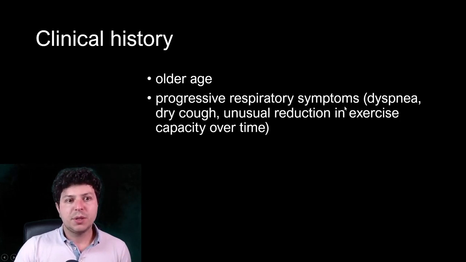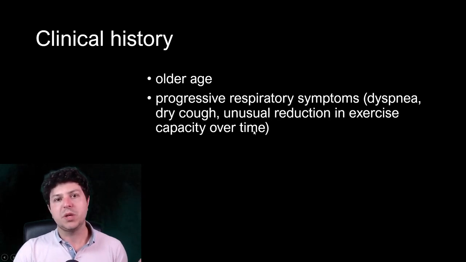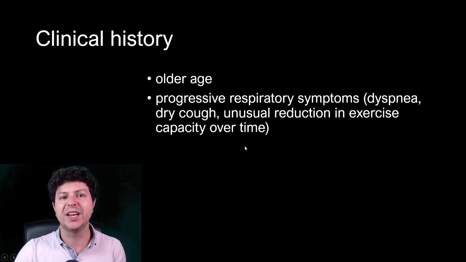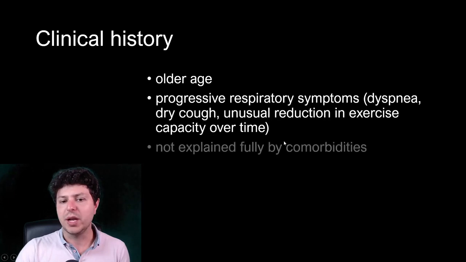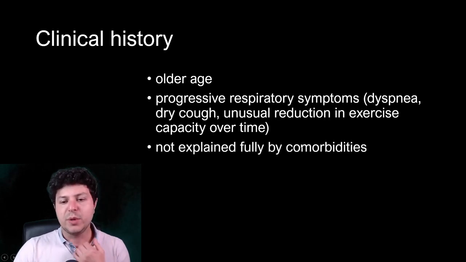Progressive respiratory symptoms, you might have that, right? When we discussed the dyspnea, the dry cough, unusual reduction in exercise capacity over time, recently, generally in the last, let's say, 2 years, the patient was absolutely fine. You don't have an explanation otherwise. They don't have heart failure. They don't have anything that could explain that. Think about fibrosis as well. It's not explained fully. I've mentioned this already.